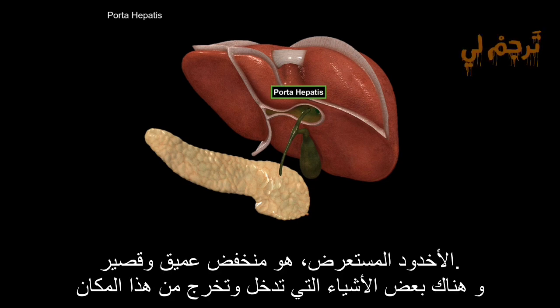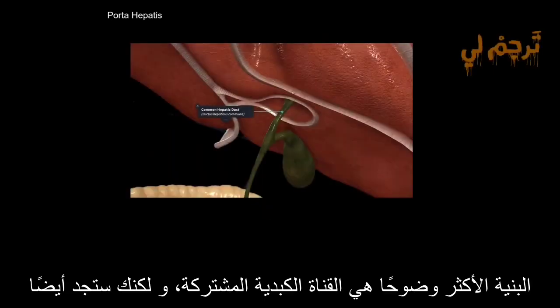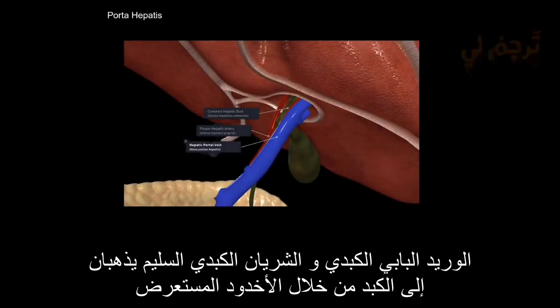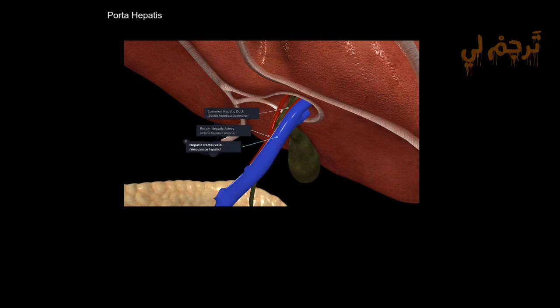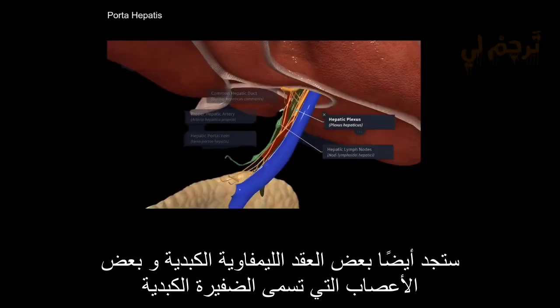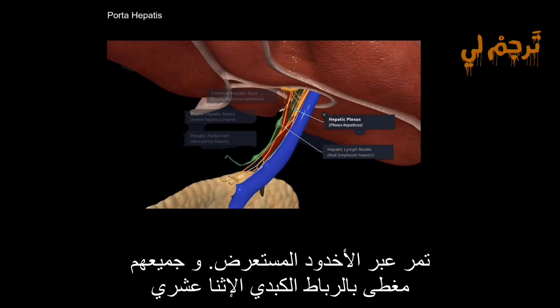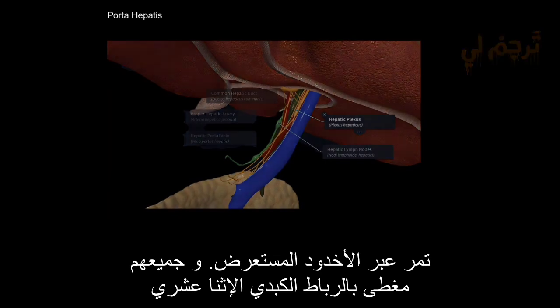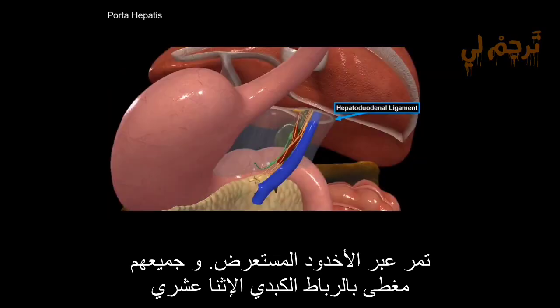And there are a few things that go in and out from this place. The most noticeable structure is the common hepatic duct, but you will also find the hepatic portal vein and the hepatic artery proper going into the liver through the transverse groove as well. Other structures you'll find here are the hepatic lymph nodes and some nerves called the hepatic plexi going through the transverse groove as well. And they're all covered by the hepatoduodenal ligament.